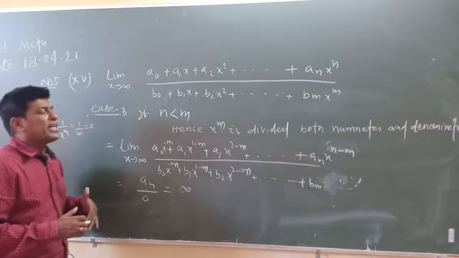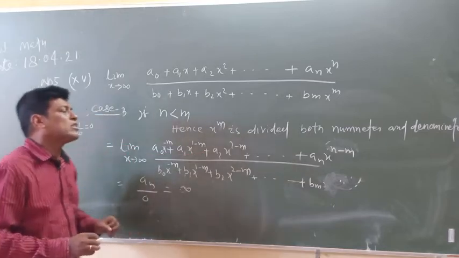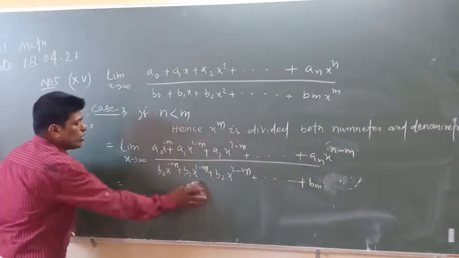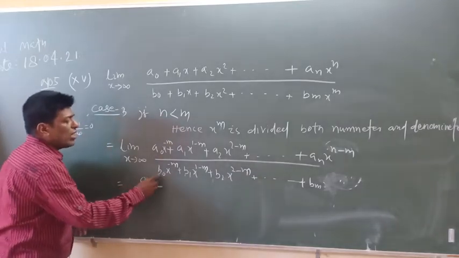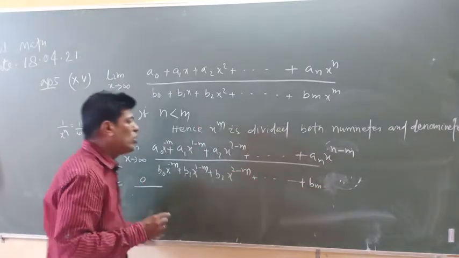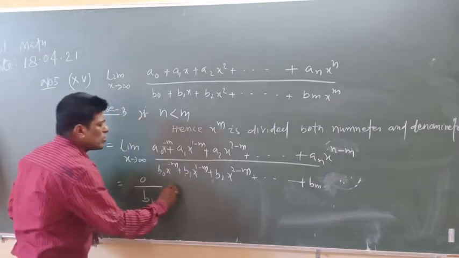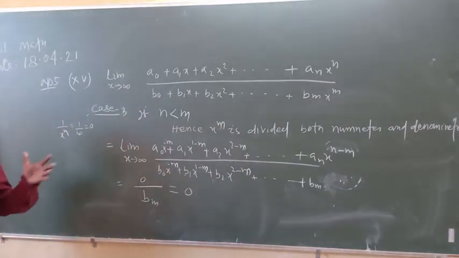If it is a negative power of x, in the case of infinity, all the terms on the numerator side become 0. All the powers on the numerator side become 0, and all terms except the last term are 0. So the last term is bm, and 0 by something is equal to 0. So the answer is 0.